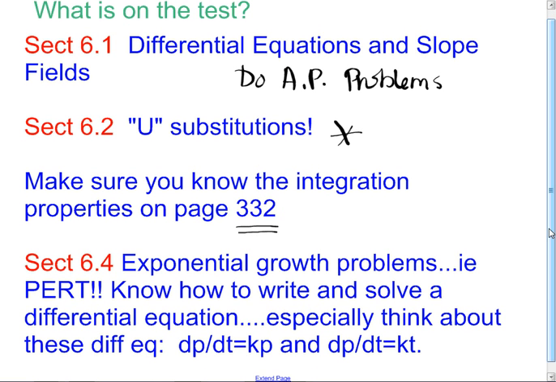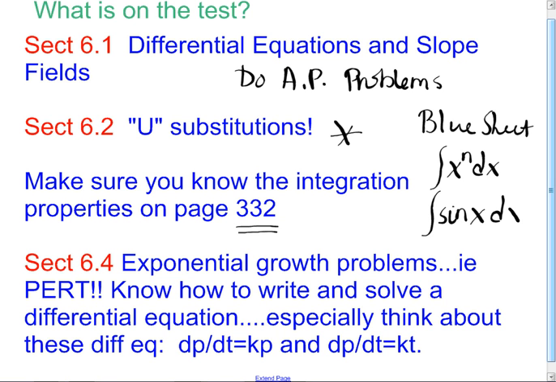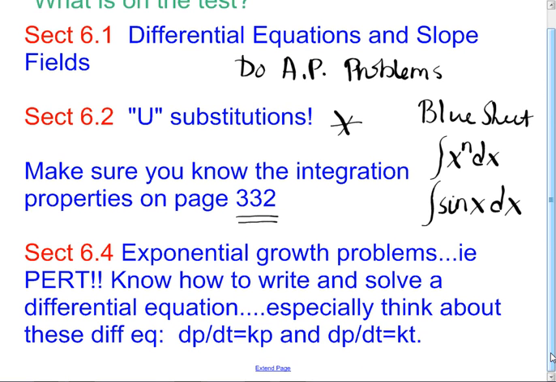Remember when you do the use substitutions that you look at that blue sheet and all you know are the few integrals that are on there. For instance, x to the n, the power rule, the integral of the sine of x, cosine of x, secant squared. If you look at that sheet, there aren't that many. You do not have to know the integral of the tangent function, or even how to get it. They won't ask you that.